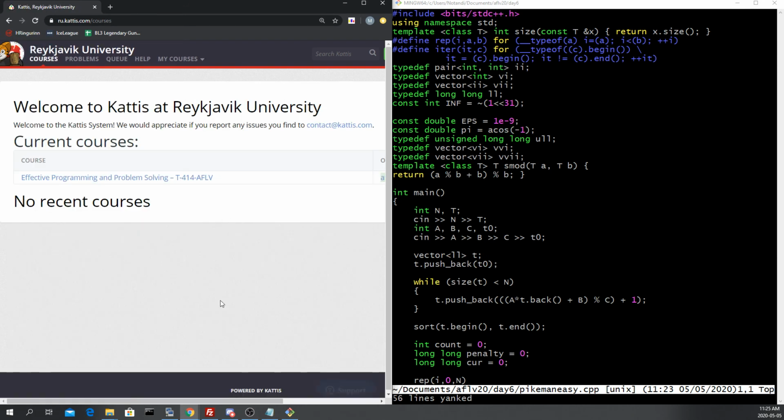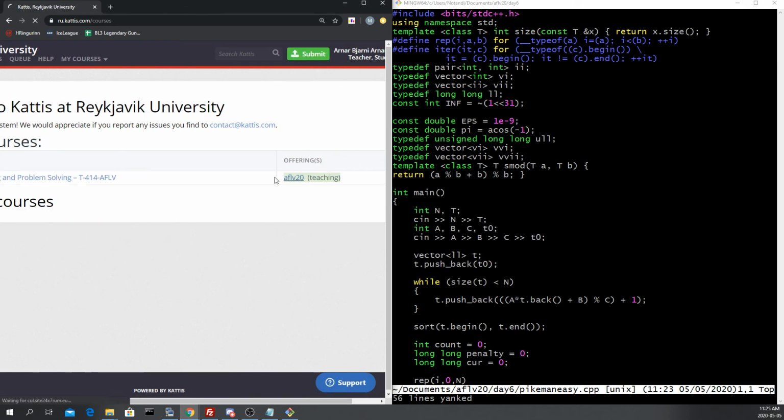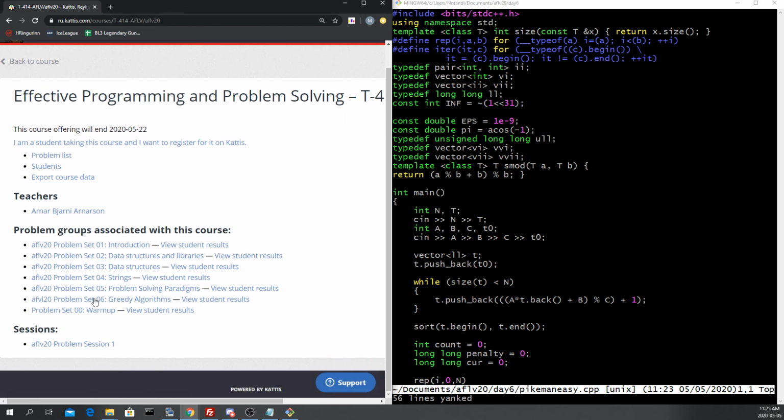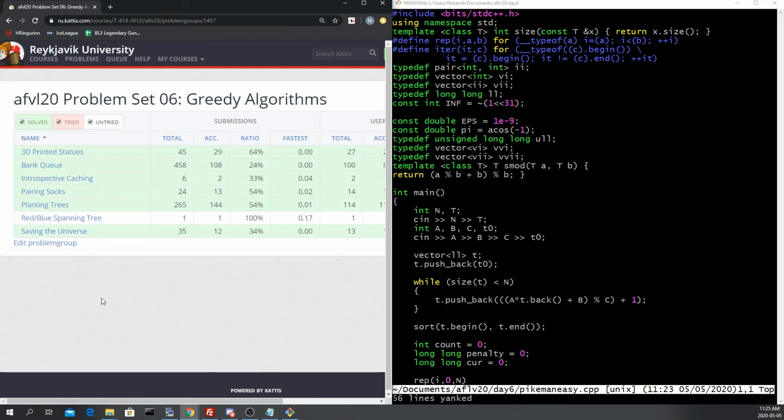Yeah, so the problem set this time around, we have 5 problems and 2 bonus problems. So we have introspective caching and red-blue spanning tree. Those are the bonus problems. The rest are the standard ones. They each give 1 point, and you need 3 points to get full marks.